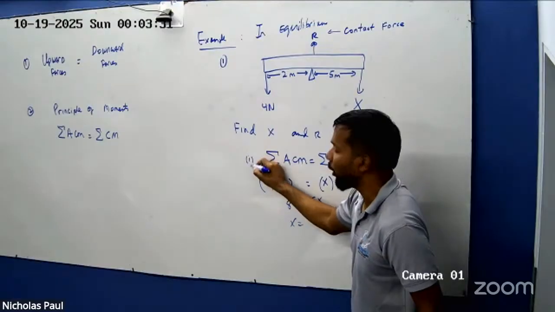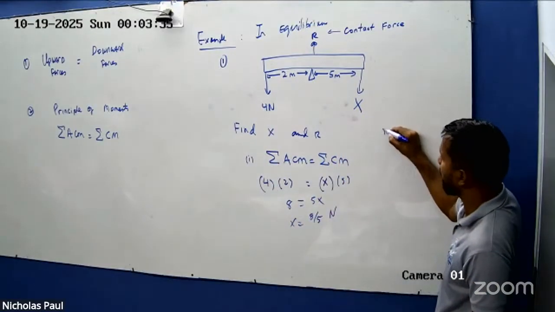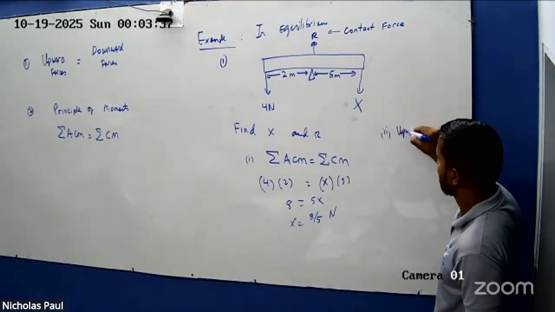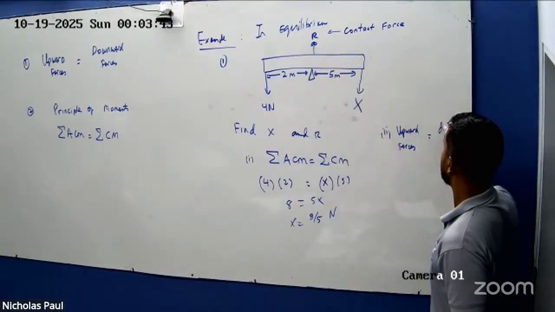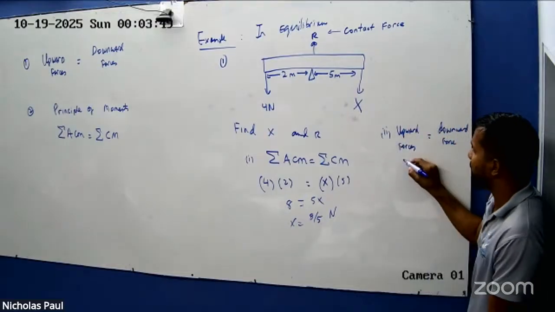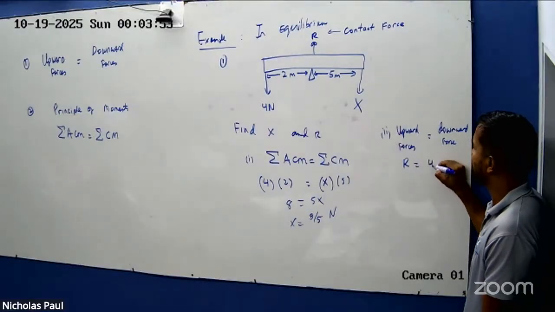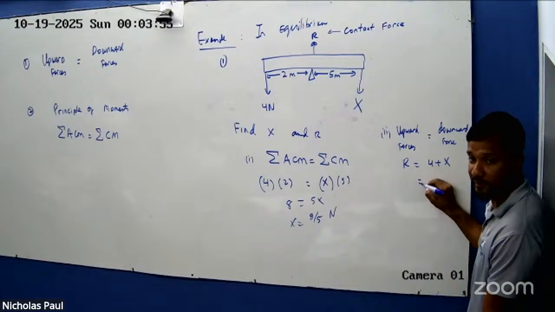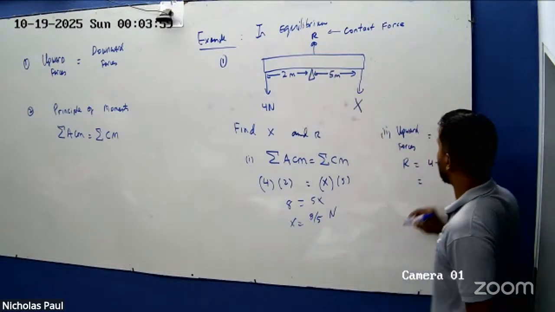So you will always notice, before you start, write the rule you're using. So the rule you're using is what? Upward force is equal to the downward force. The only upward force we have there is R, and the downward force that we have here is 4 and x. You see that? Upward is R, downward is 4 and x.